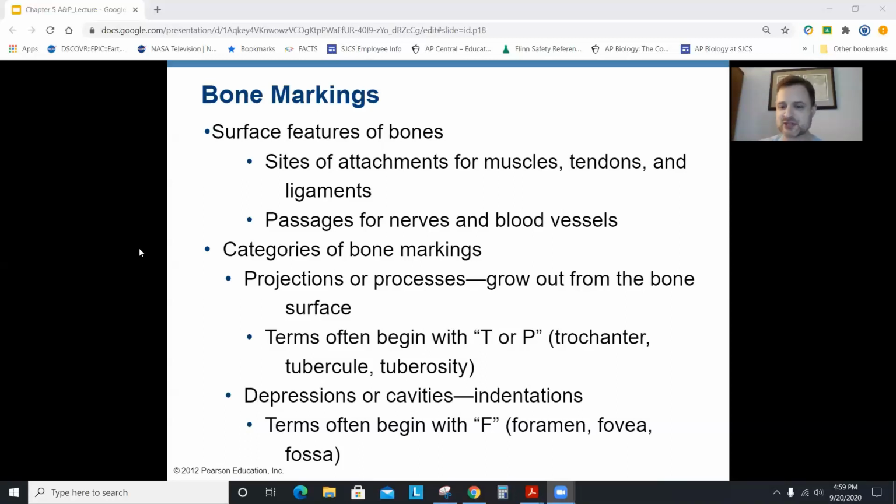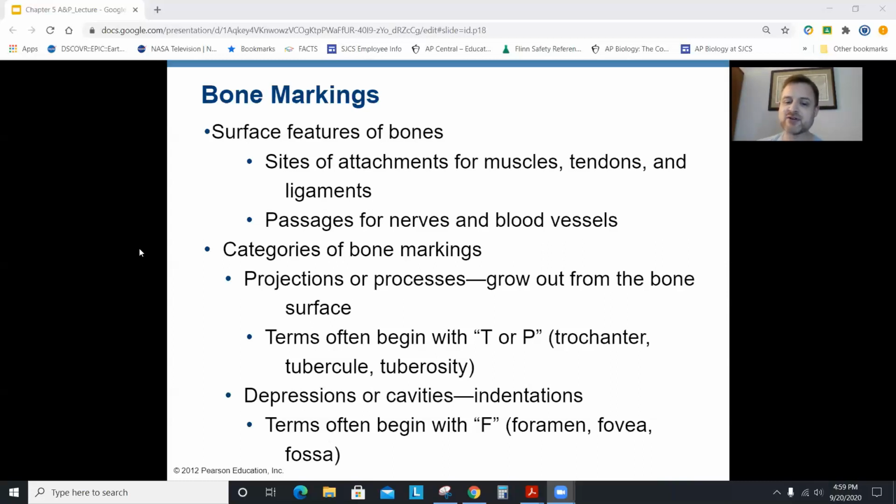Things that tend to start with T's or P's, so a trochanter or a tuberosity. Again, we're going to come back to this later. If it begins with a T or a P, it's probably something that sticks out from a bone, all right?